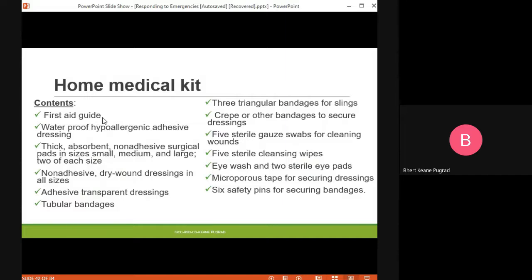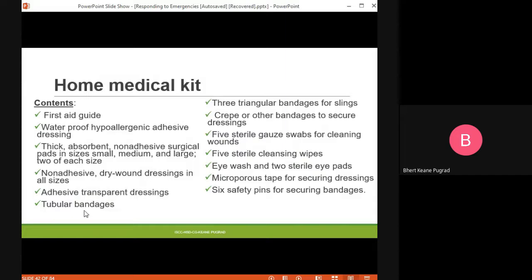First, we have your triangular bandage, your waterproof adhesive, hypoallergenic adhesive dressing. Okay. You also have your thick absorbent non-adhesive surgical pads in small, medium, and large sizes, two of each size. So this means na ito yung mga tinatawag natin na gasa in Iloco. You also need to have a non-adhesive dry wound dressing in all sizes. Parang gasa din yan. Adhesive transparent dressing.